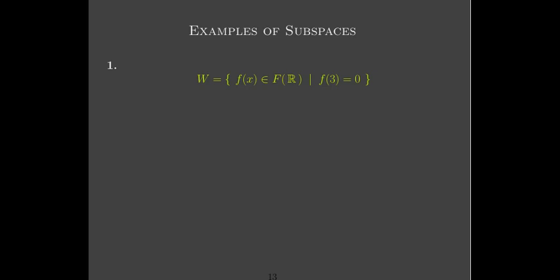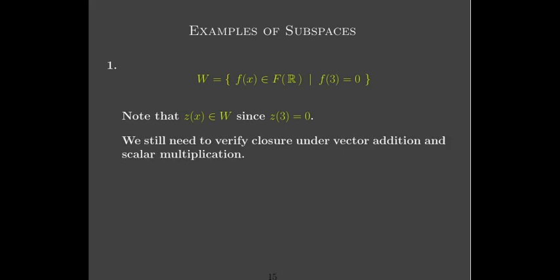All right, what are some subspaces? Well, remember, F of R means the functions which are defined on the entire real line, where f of 3 equals 0. This is a subspace. Well, quick check. Does it contain the zero vector? Well, what's the zero vector for functions? It's the zero function, z of x equals 0 for all values of x. Well, if it equals 0 for all values of x, then z of 3 equals 0. So it belongs to our subspace W.